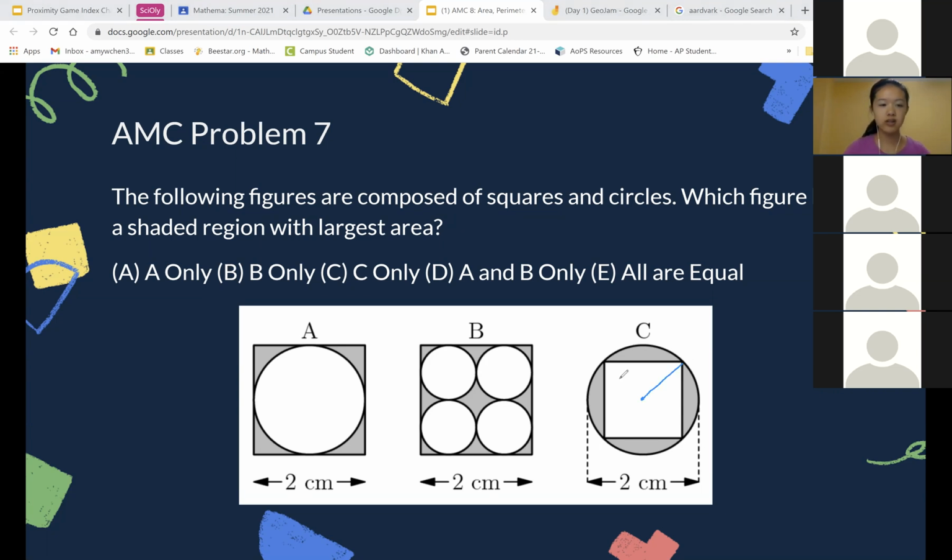Okay, what are the different areas you got for each of these shapes? So what did you get for A, B, and C?